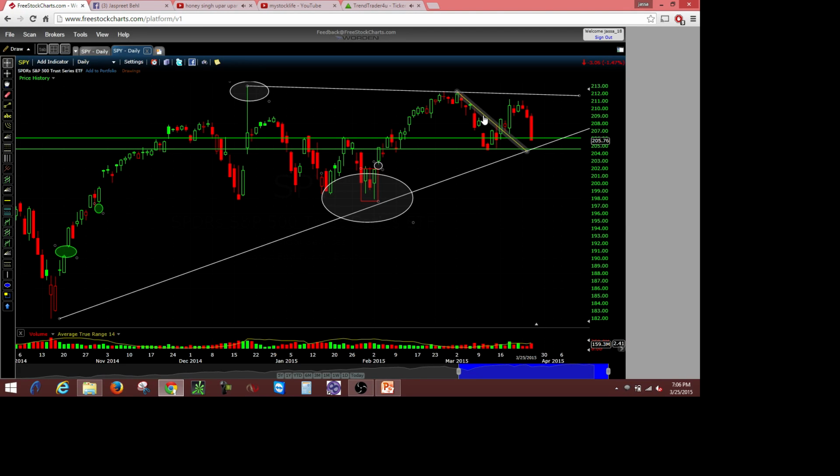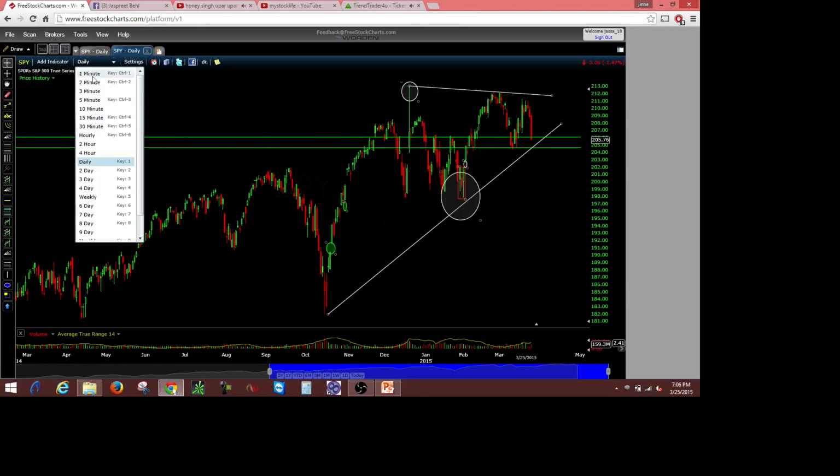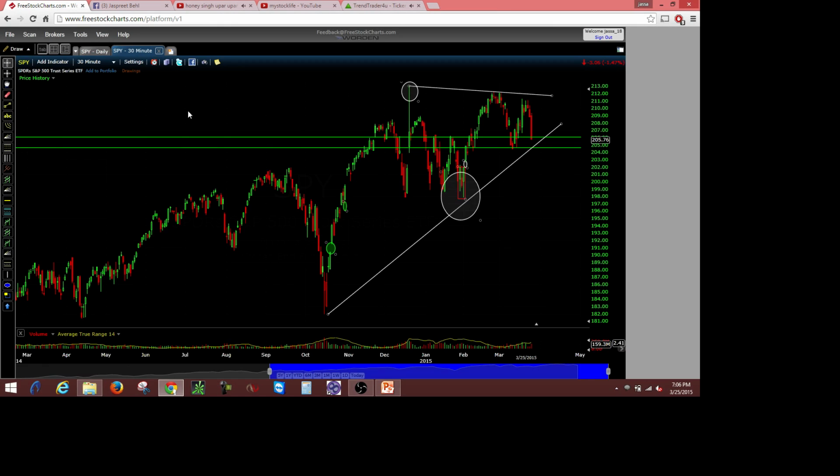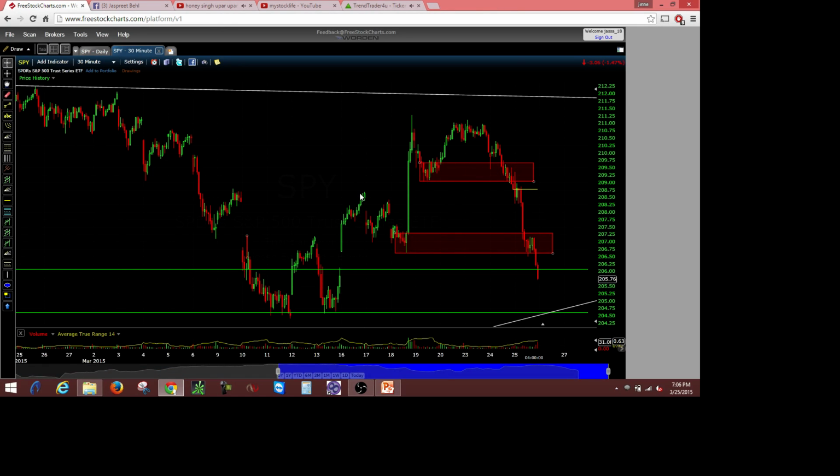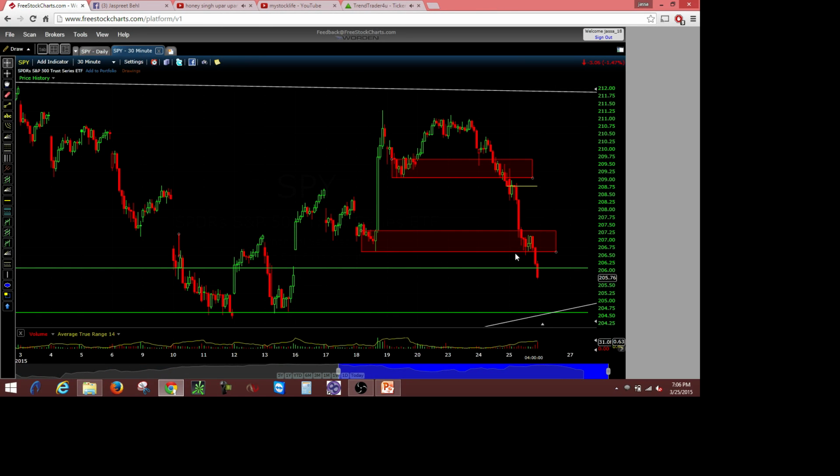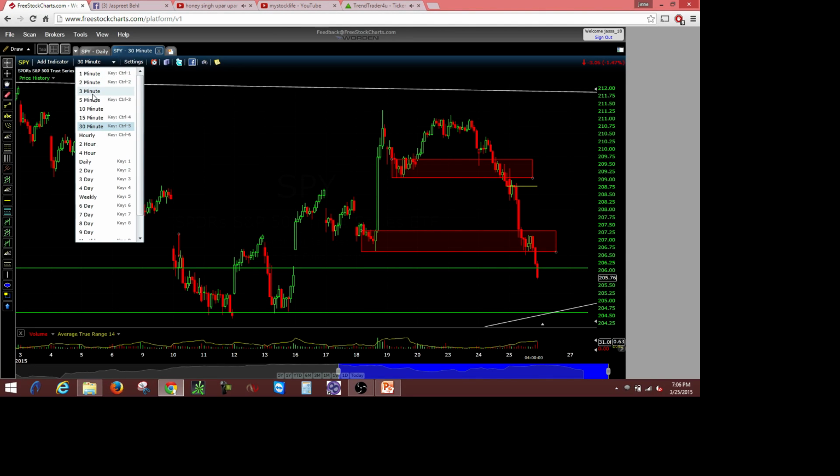Okay. Actually, I don't need this. Let's take this out and go into the smaller time frame. How we were able to stay out of it. Okay. First of all, as you can see, a clear downtrend, right? From the 30 minute on it. We were actually looking for entries.